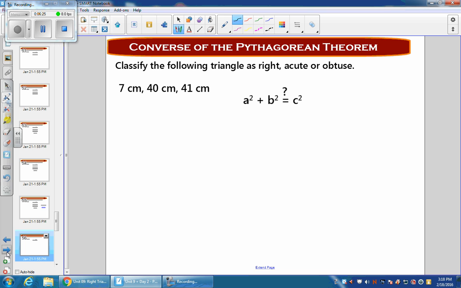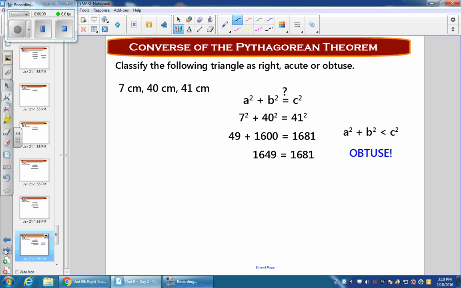Let's try another one. 7, 40, 41. If we plug them in, the two smaller ones are a and b. Check them out. This one is smaller than our hypotenuse, or our right side, and so that means it is, again, obtuse.